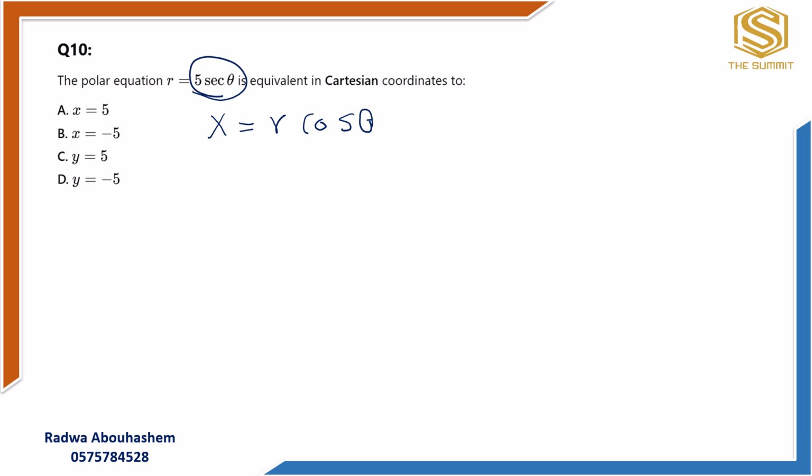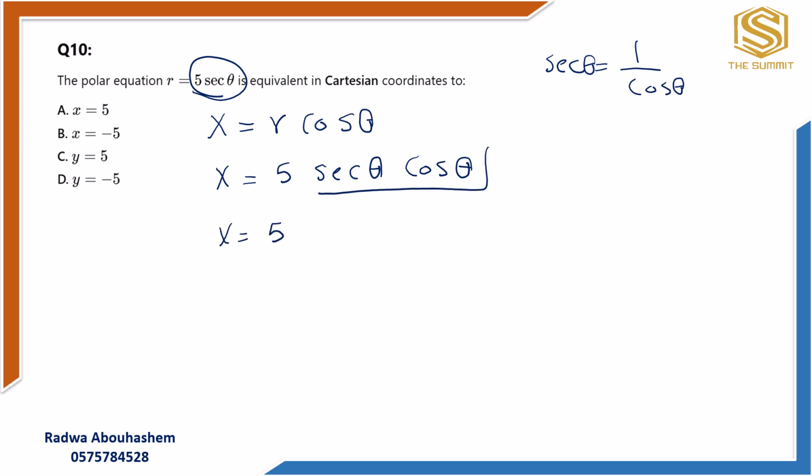And what's the r? It's 5 secant. You know that the secant is the inverse of cosine because it's 1 over cosine. So if you multiply anything by its inverse, it gives you 1. So x equals 5 because secant theta times cosine theta equals 1.